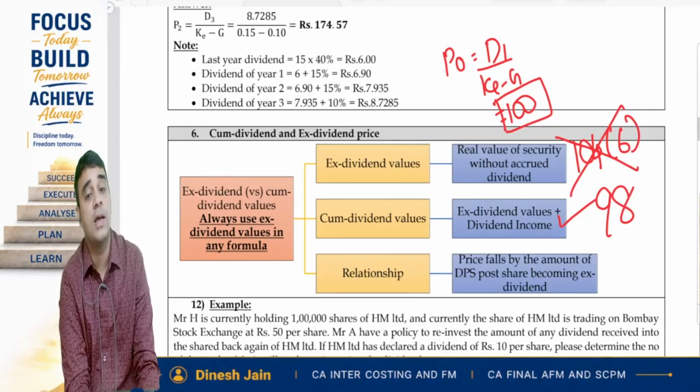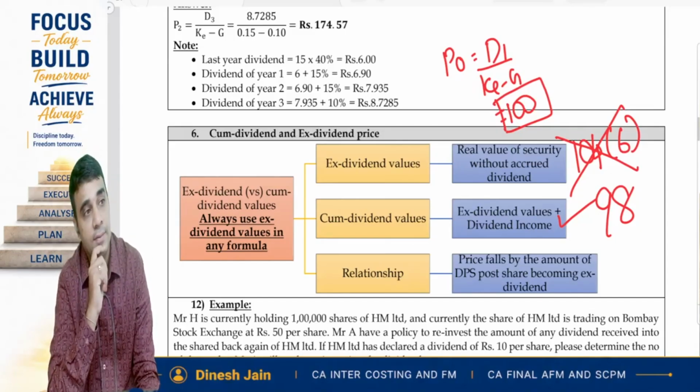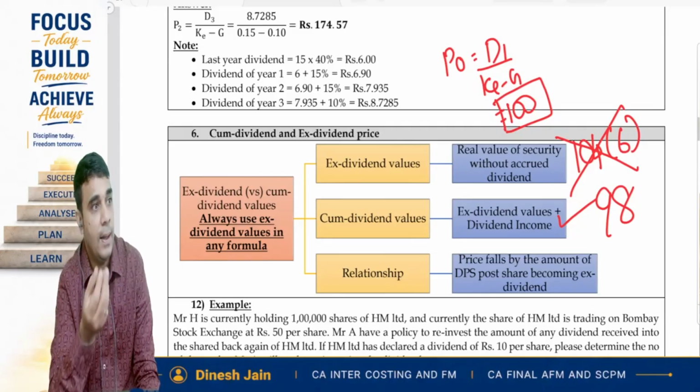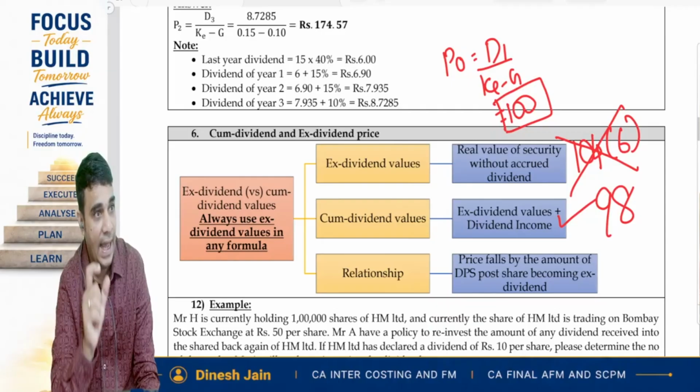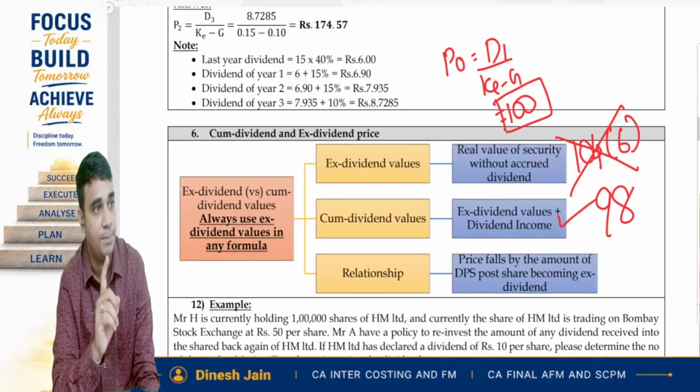This is also critical for cost of capital computation or cost of equity computation. In your KE, what is the formula for KE? D1 by P0 plus growth rate. That P0 which we use has to be ex dividend value. I've already talked about this in the cost of capital chapter. Not sure how many of you will remember it, but you'll have to keep revising the concept, then only you'll get a grip.